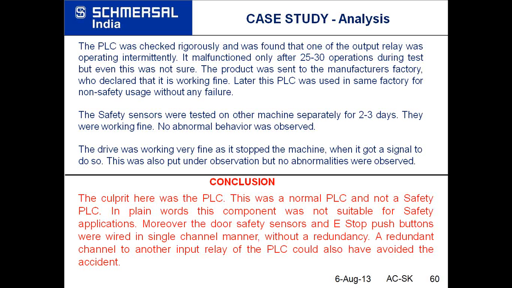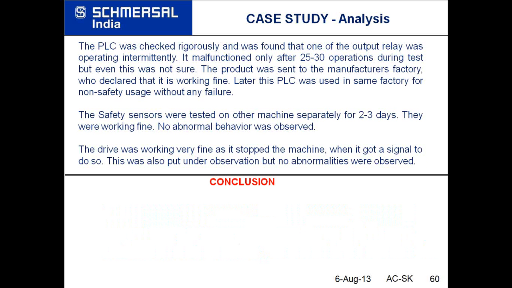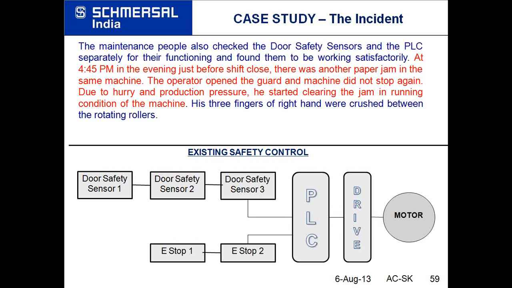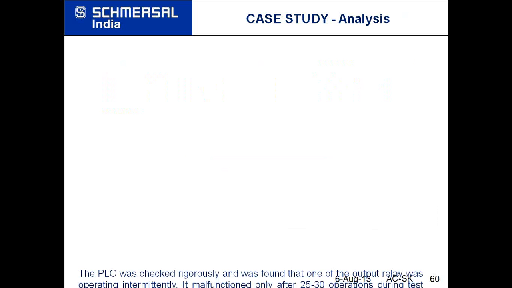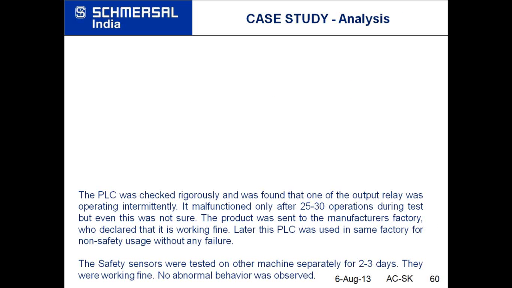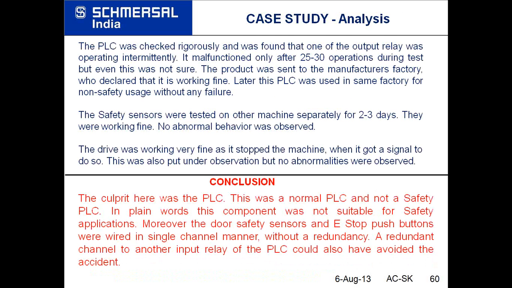Okay. Moreover, the door safety sensors and e-stop push buttons were wired in a single channel manner. If you see the existing control system, you can see the single line between these door sensors and the PLC, or e-stop to PLC. So I have shown this deliberately to tell you that this is a single channel connection method. So there was no redundancy in the system. A redundant channel to another input relay of the PLC could also have avoided the accident.